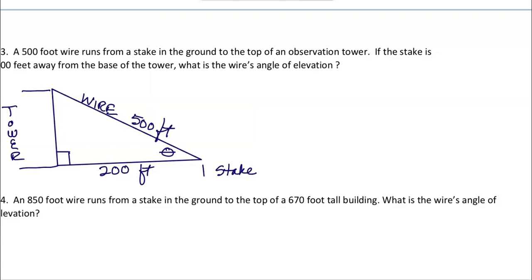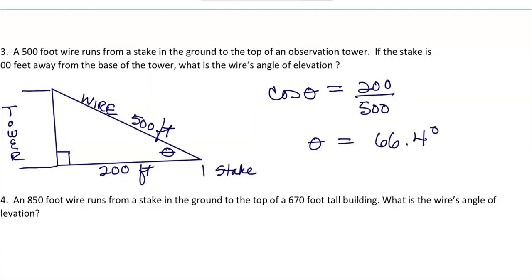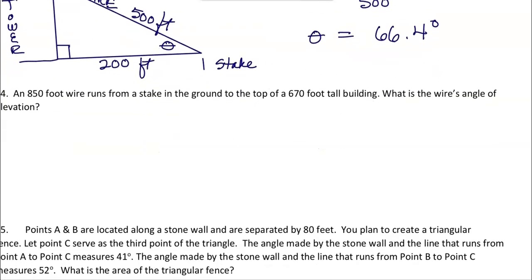So what am I going to do? I'm looking at that angle. I have the adjacent and I have the hypotenuse. So I can say the cosine of the angle is adjacent over hypotenuse. And once you do your inverse trig, you're going to get the angle of 66.4 degrees. Done. Okay, one more right angle trig problem.